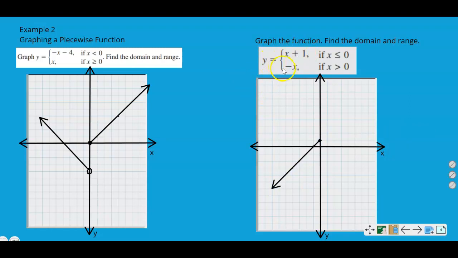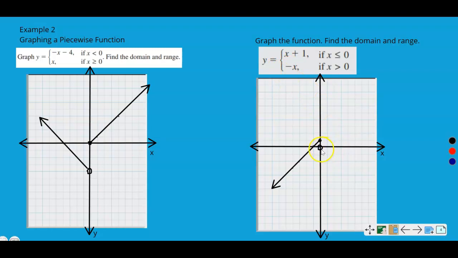Now we need to graph y equals negative x for x's greater than 0. Greater than 0 means everything to the right side of the y-axis. So when it has negative x, that means negative x plus 0, so the y-intercept would be 0. This time that point is not included. So I'm going to make this an open circle to show that it starts there, but that point is not included. And it has a slope of negative 1.